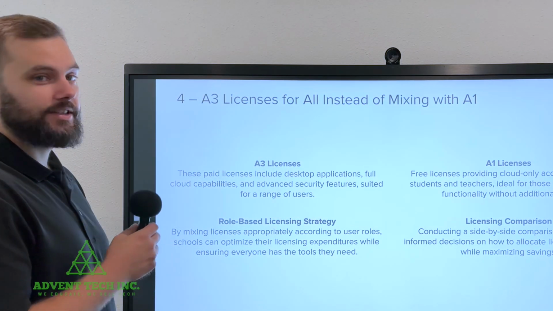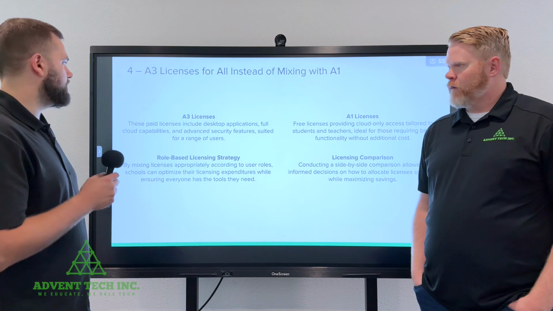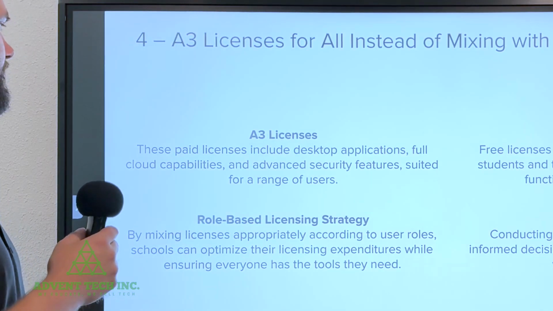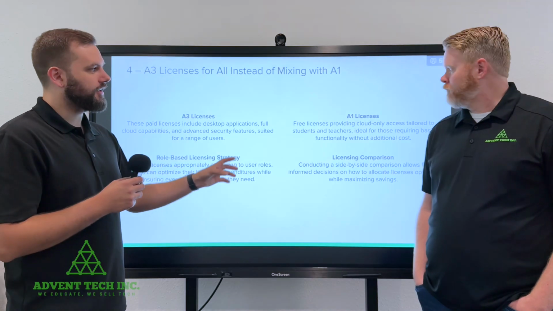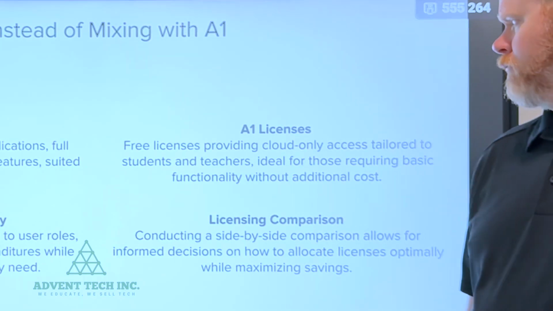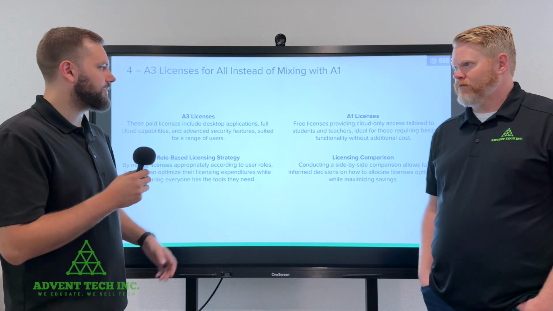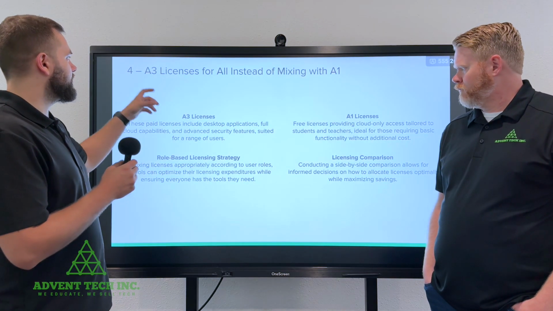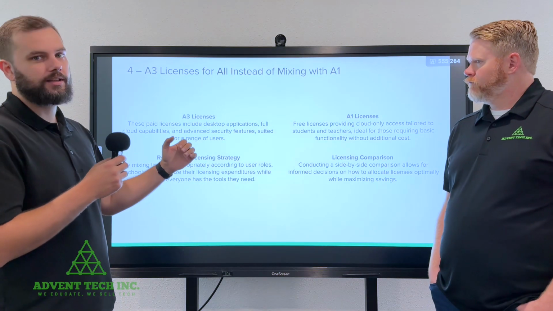Yeah, so we see this one pretty commonly, A3 licenses for all instead of mixing with A1. So A3, it's a paid license. It's going to include all the desktop applications, full cloud capabilities, advanced security features. A1 is going to be the free cloud-only access for students and teachers. Still comes with all the main apps, Word, PowerPoint, Docs, things like that, but without the additional cost. So what a lot of people do is they'll just get A3, they'll buy them for the whole school, they'll buy 800 licenses, they think everyone needs to use it.